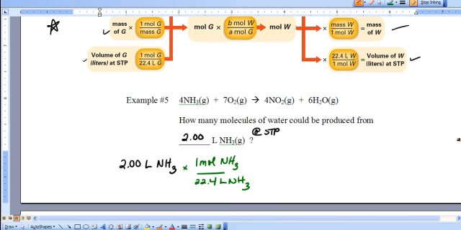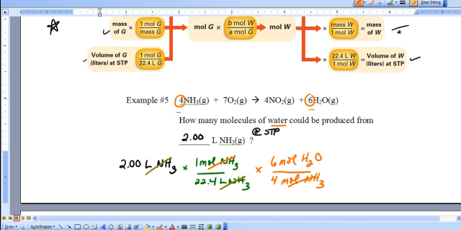to go from, well, we're in ammonia right now and we want to get to water, the mole ratio is a 6 to 4. So we're going to need 6 moles, or we'll produce 6 moles of water from every 4 moles of ammonia, NH3. Now notice so far what we've done is we've canceled out the liters of ammonia, and we've also canceled out the moles of ammonia. Now we're into moles of water.